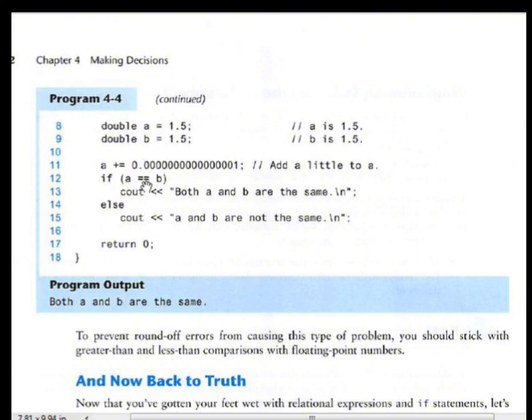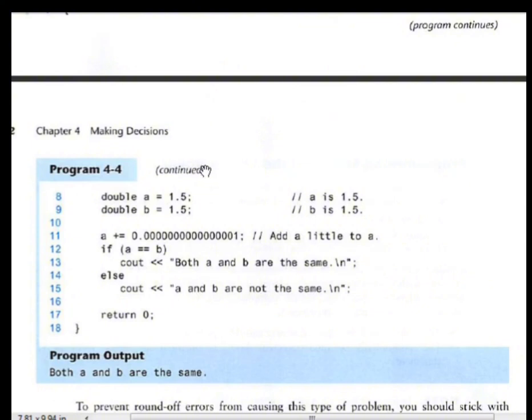And here he put this condition that if a is equal to b, then the message is displayed that both are same, and otherwise the message is displayed that both are not same. And as you can see from the output here, the first message is still displayed, that is both a and b are same. So this value does not have any effect on the value stored in a. Why is this? This is because of the fact that floating point values are represented up to some precision in any programming language.